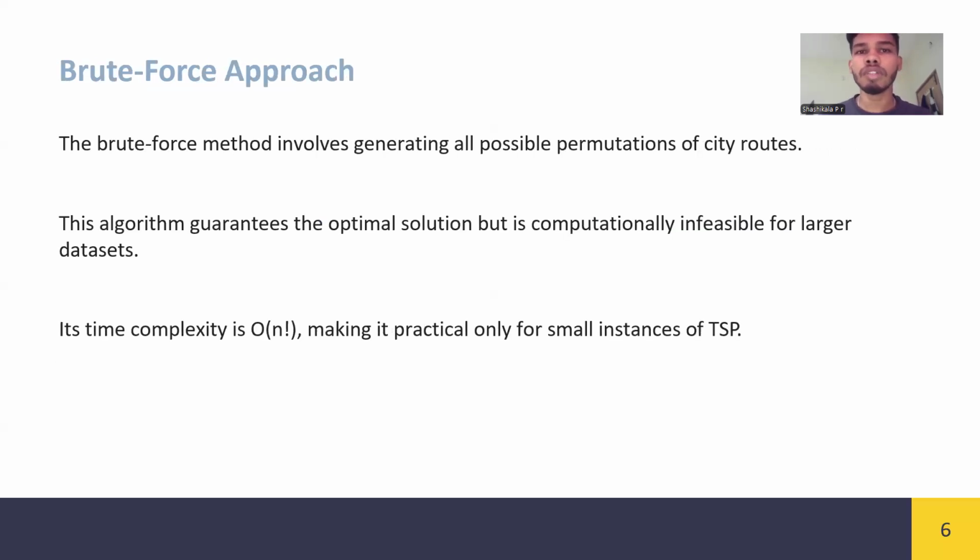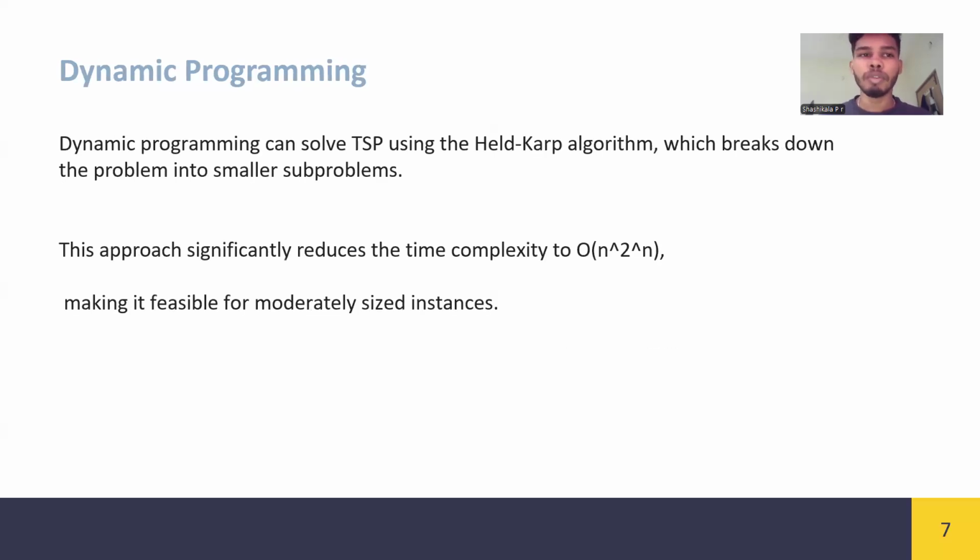So next, the brute force approach. The brute force method involves generating all the possible permutations of the city routes. This algorithm guarantees the optimal solution but is computationally infeasible for larger data sets. Its complexity is O of n factorial, making it practical only for small instances of TSP.